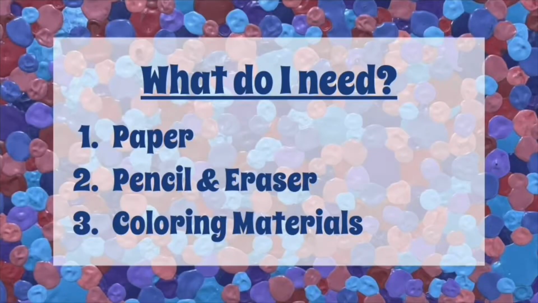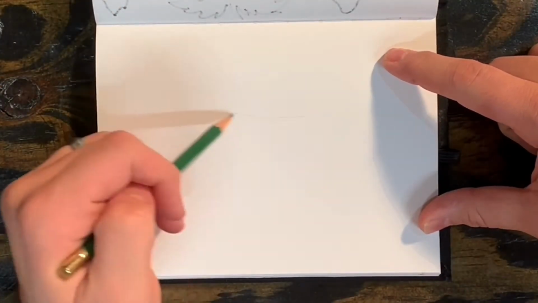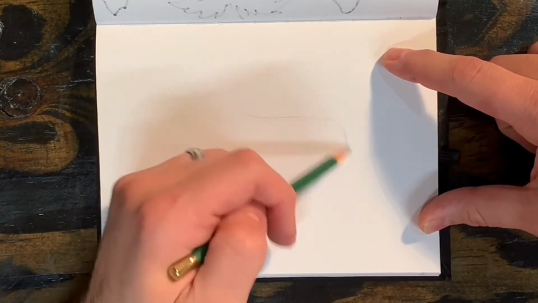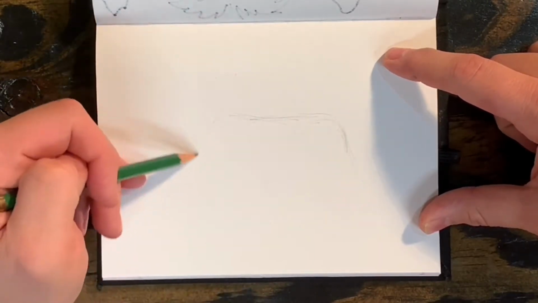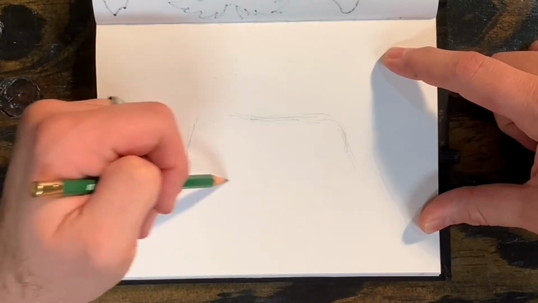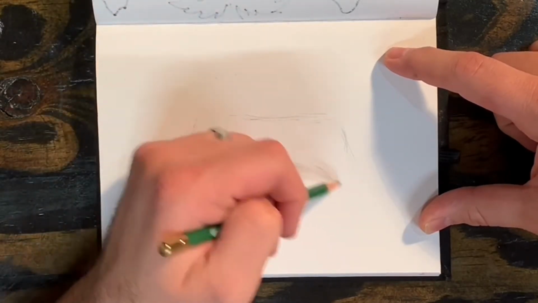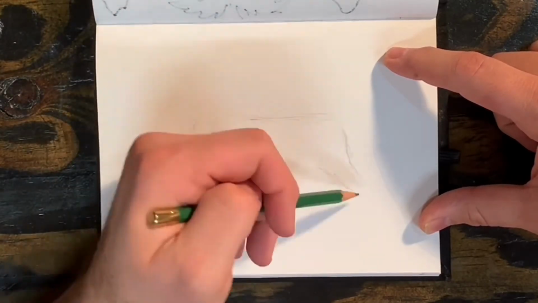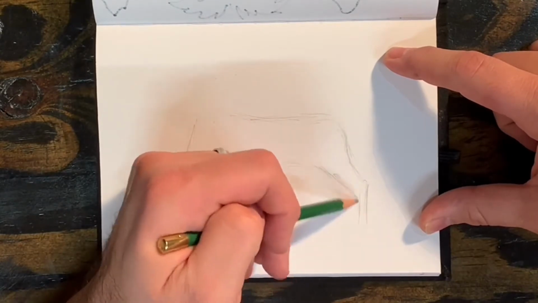To draw today's creature, we're going to need paper, a pencil and an eraser, and something to color with. The first step is to draw the body. For my creature, I'm going to use the body of a tiger with the neck of a giraffe. And I'm going to keep the back legs for the tiger as well.